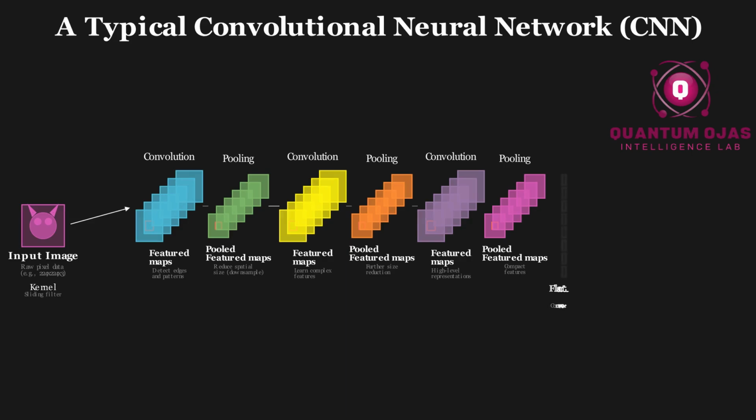Moving ahead, step 4, second pooling layer. Once again, the network performs pooling. The feature maps turn orange and become even smaller. This step ensures that only the strongest and most useful patterns move forward to the next layer.